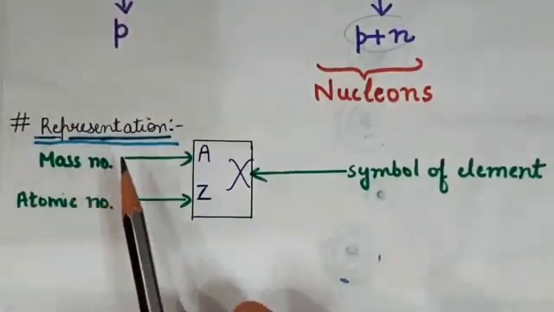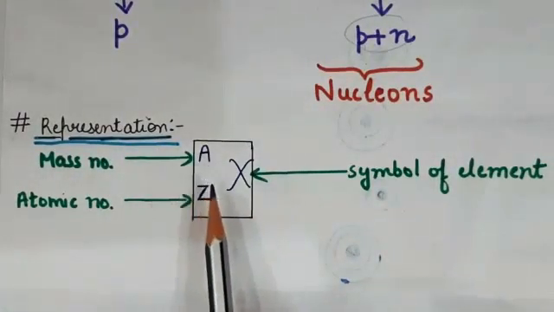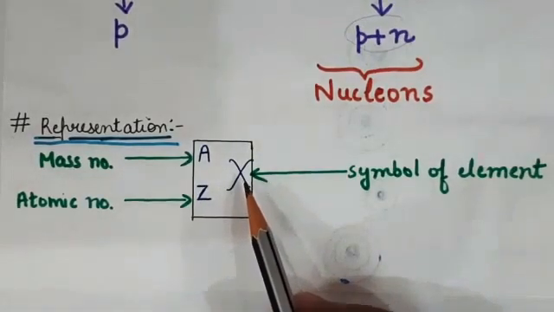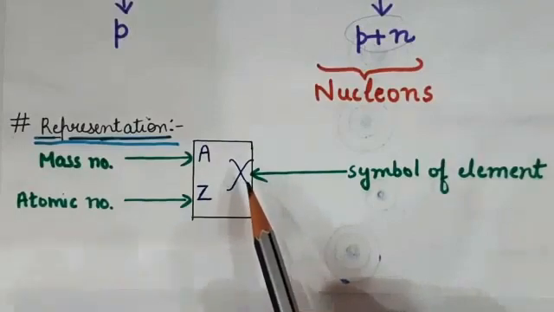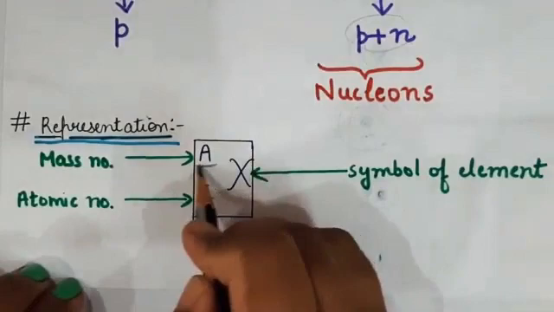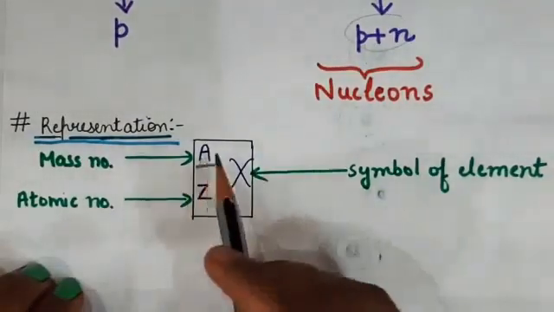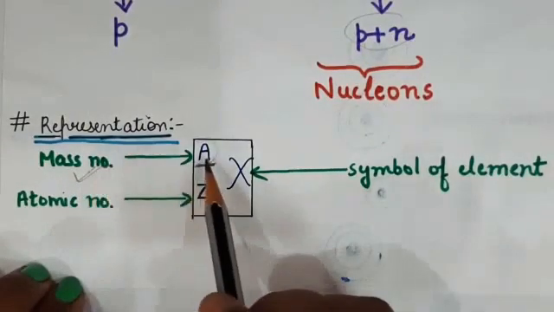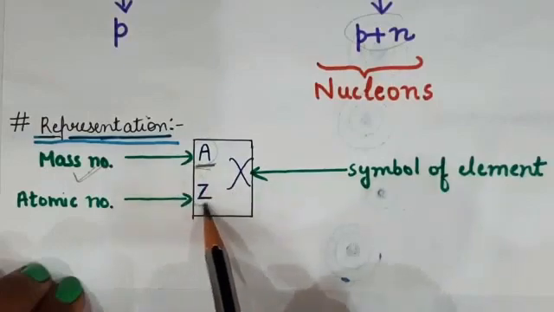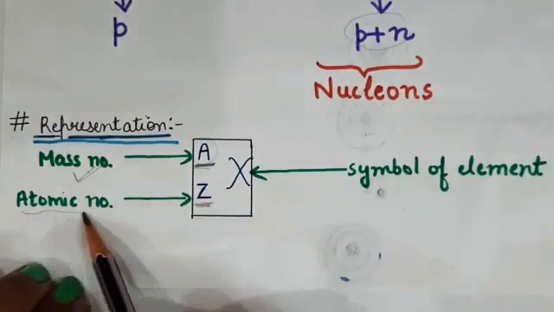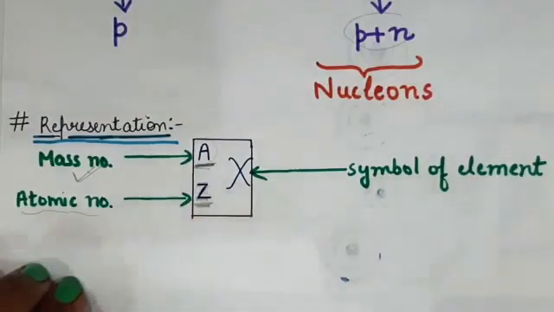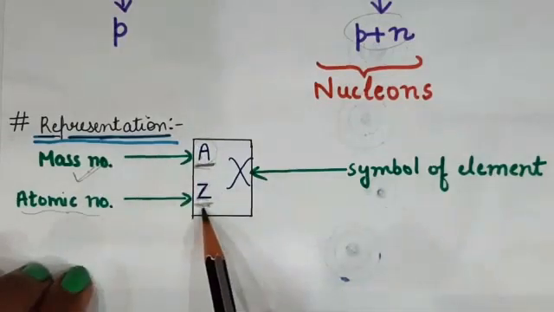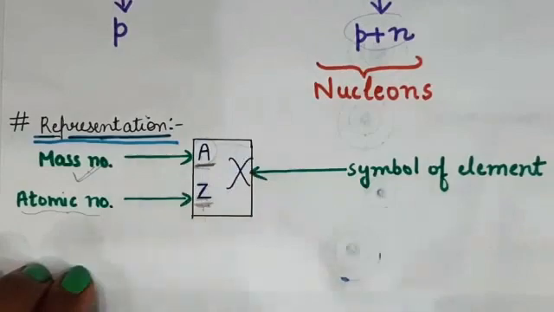So next topic is how to represent any element. Suppose I take any element X. The symbol is X. On the left hand side, on the uppermost part, mass number is written. Mass number is represented by capital A. And below, atomic number is written, which is represented by capital Z. Mass number by A, atomic number by Z. So this is the way to write any element.